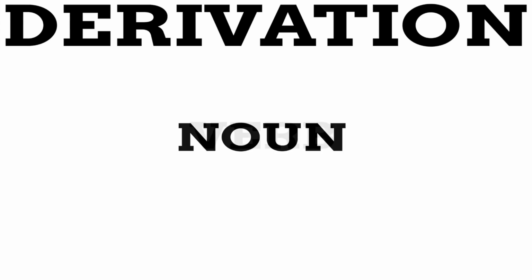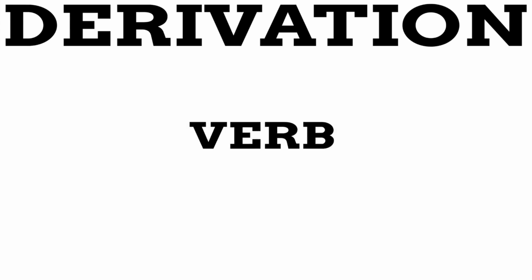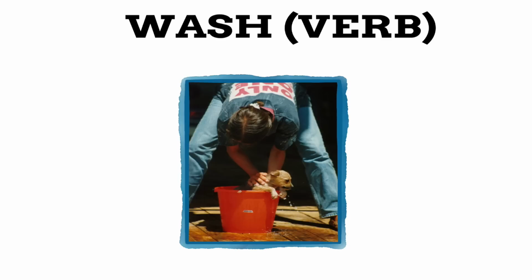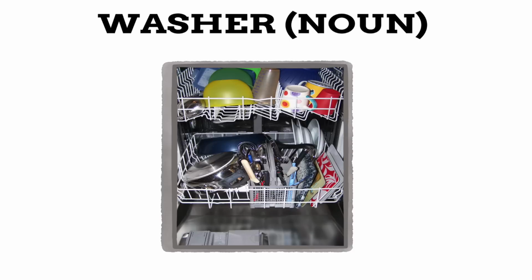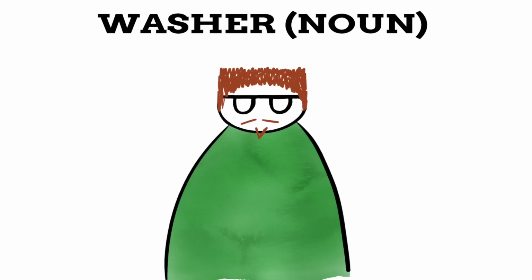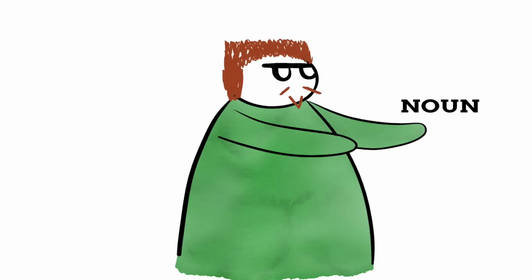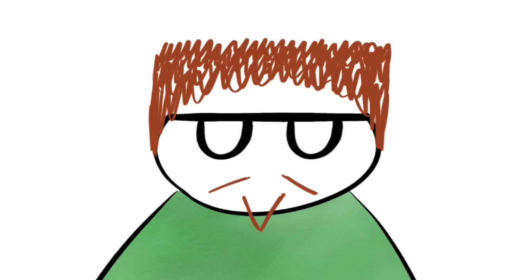Derivation also has the ability to change the class of a word. Think of wash the verb as in I'm going to wash the dog, then add the er suffix to create the noun washer as in put the dishes in the washer. By simply adding a suffix, we've changed a verb into a noun. That's amazing. No? Is that just me being a linguistic nerd?